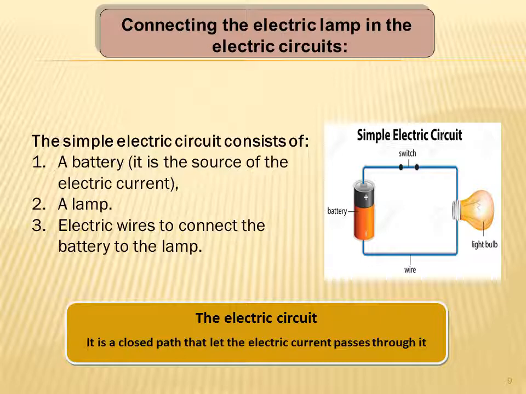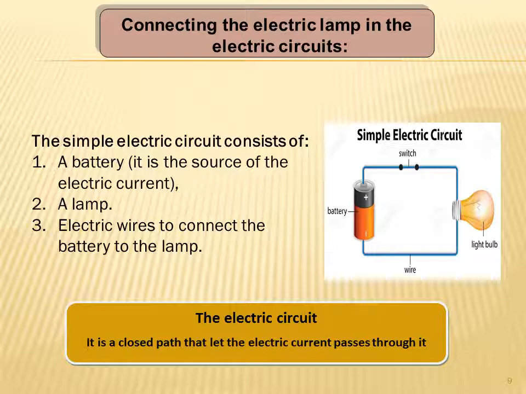All I need is a battery, copper wires, and a light bulb or a lamp. And sometimes we add a switch or a button to turn my electric circuit on and off. By using these things, I will be able to make a simple model for an electric circuit, just a small thing. So what do I have here?